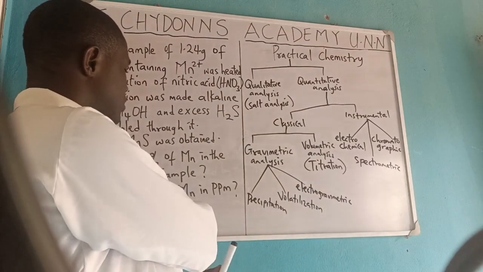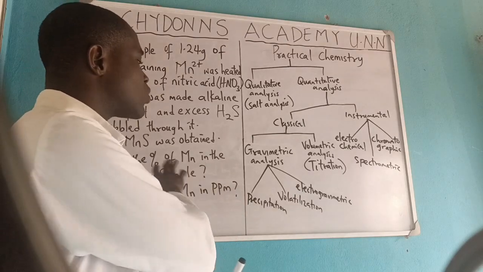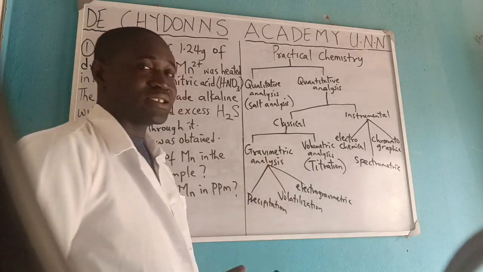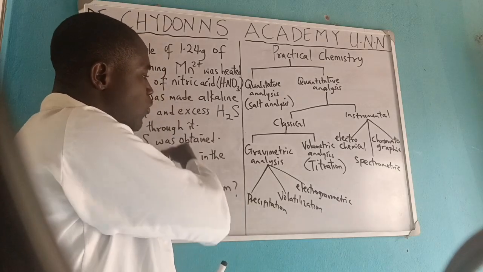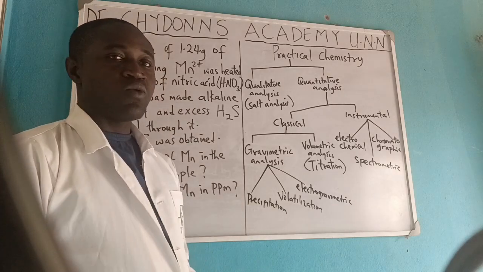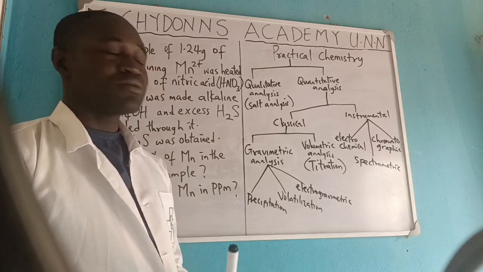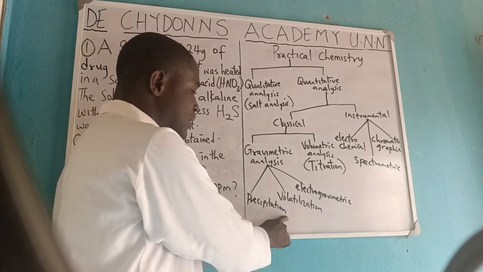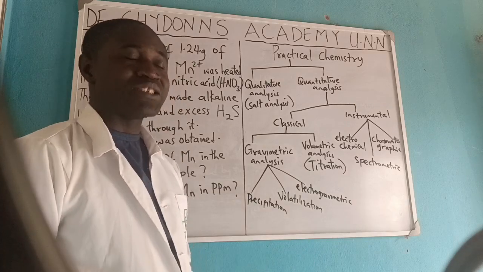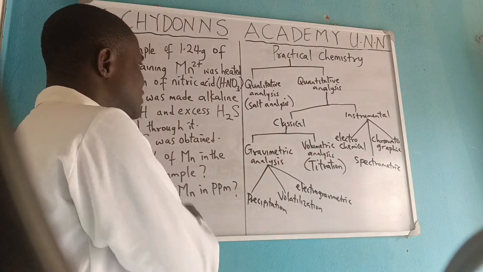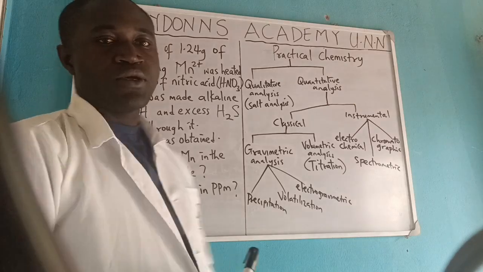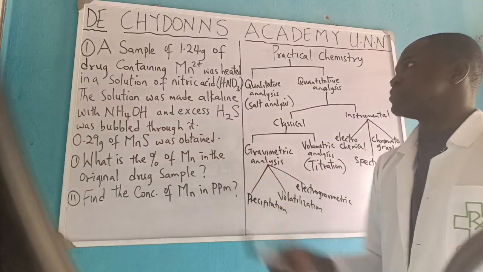As we have seen on the board, this question is on gravimetric analysis. That means in this question we are to solve, we will see precipitation, the formation of a precipitate, and others. So we want to see how to solve this problem. Let's solve this problem, so to speak.